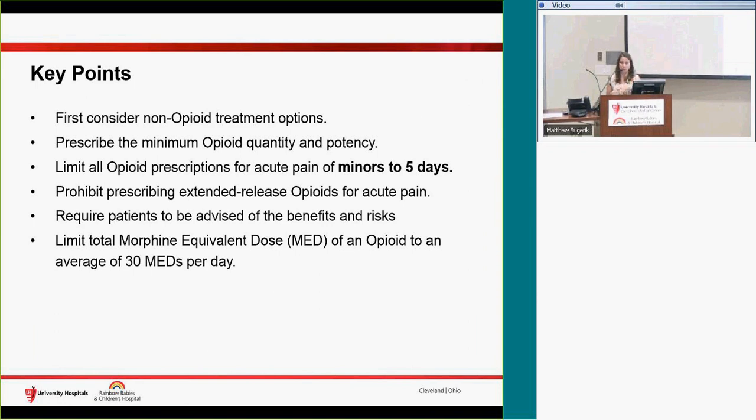So if this is for mild pain, use Tylenol or an NSAID, using non-pharmacological management, and minimum opioid quantity and potency. What they can prescribe is 3 days or less, and that seems appropriate. Given that 58% of prescriptions were left over, we want to make sure we're just prescribing what is needed. Limit all prescriptions for acute pain to 5 days for minors and 7 days for adults. Prohibit extended-release opioids for acute pain. Require patients to be advised of the benefits and risks of using an opioid or a controlled substance. And limit morphine equivalent dose to 30 MEDs per day.